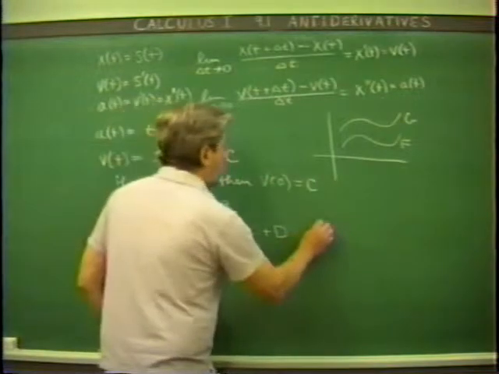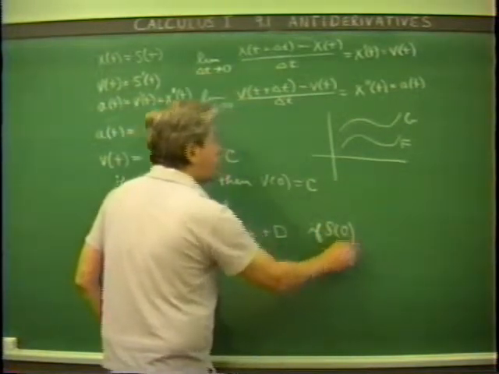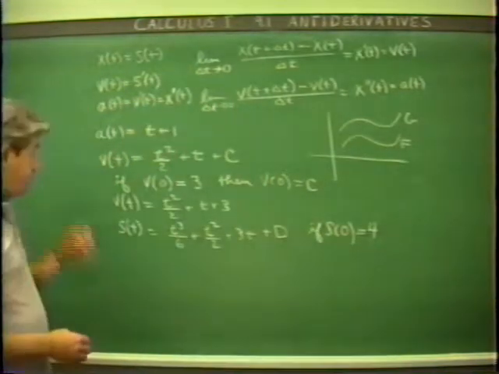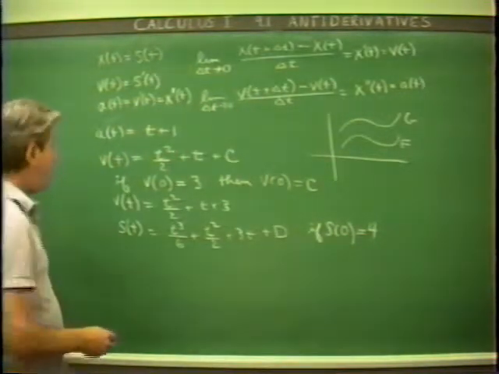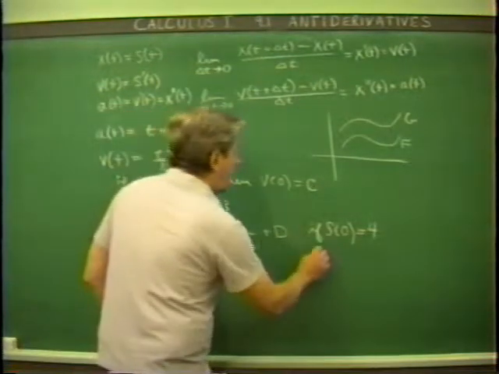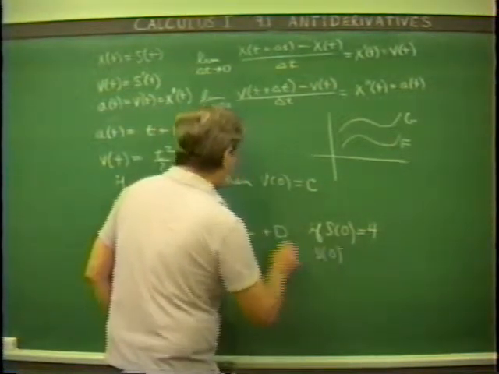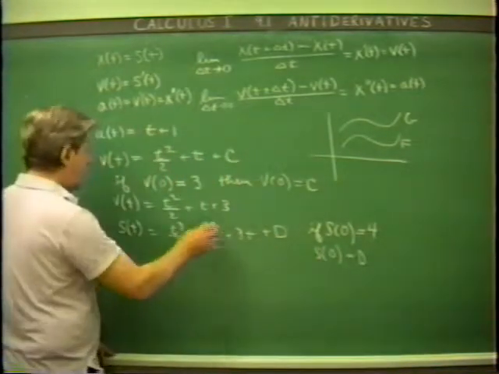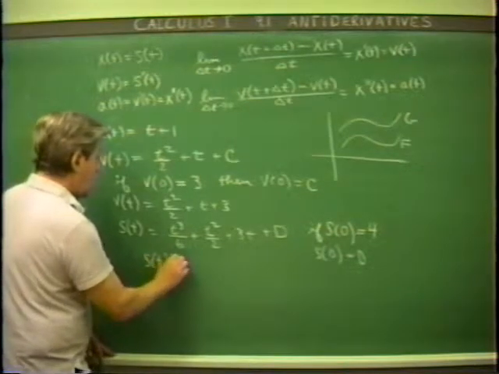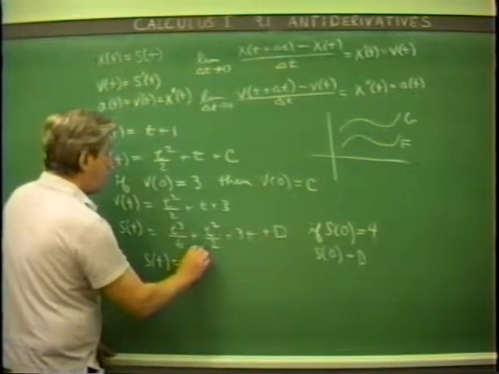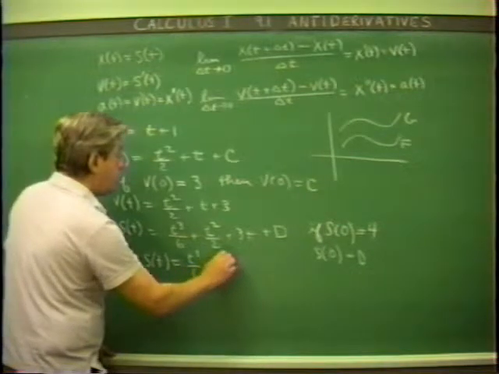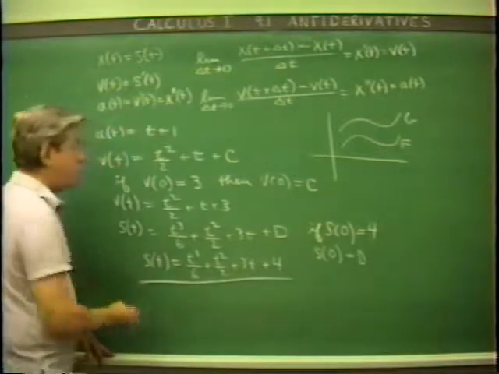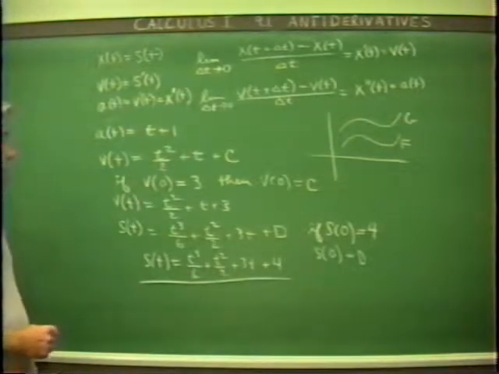And now if we knew, for example, the position at time 0, let's suppose that this particle started at the point 4 at time 0, then since s of 0, when you put 0 in here, you find out that it's equal to d. We then have that d is 4 and s of t is equal to t cubed over 6 plus t squared over 2 plus 3t plus 4. And so we found out the position of the particle at the time t.